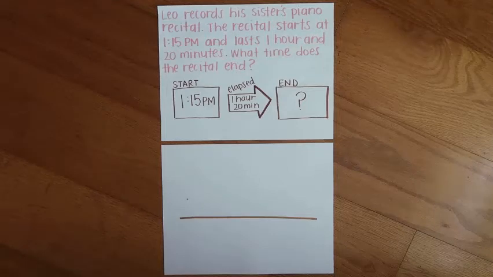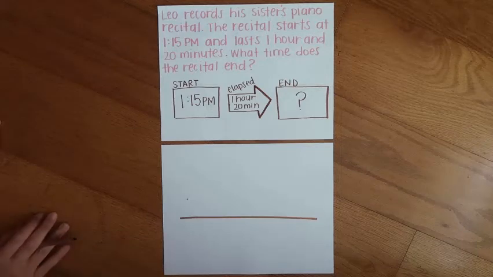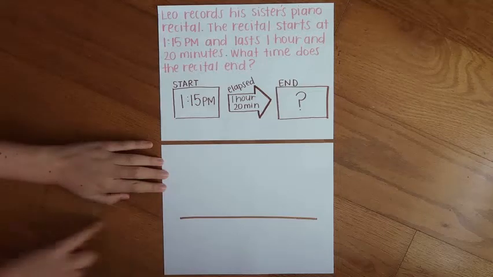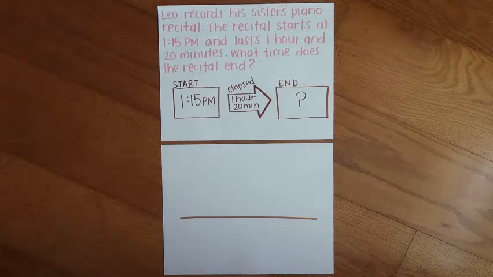All right, we are going to start right off with the first question that we did yesterday. I'm not changing the questions because I want us to be familiar with them and get comfortable with them as we go through. So we're going to look at this problem. It says Leo records his sister's piano recital. The recital starts at 1:15 p.m. and lasts 1 hour and 20 minutes. What time does the recital end?